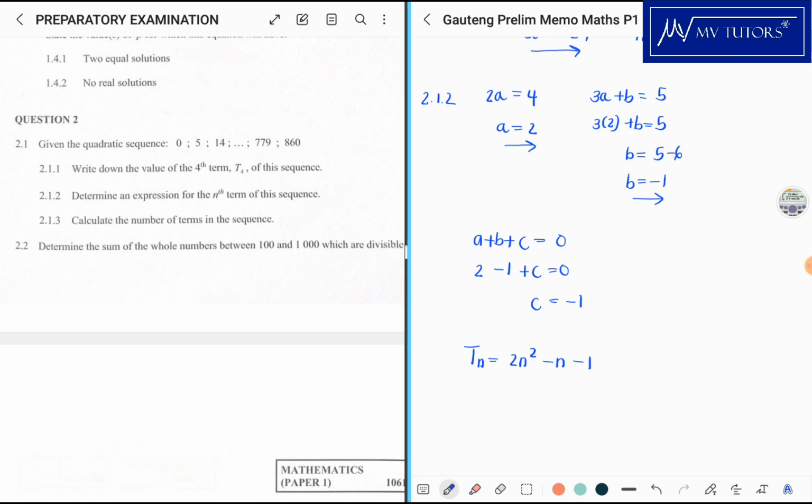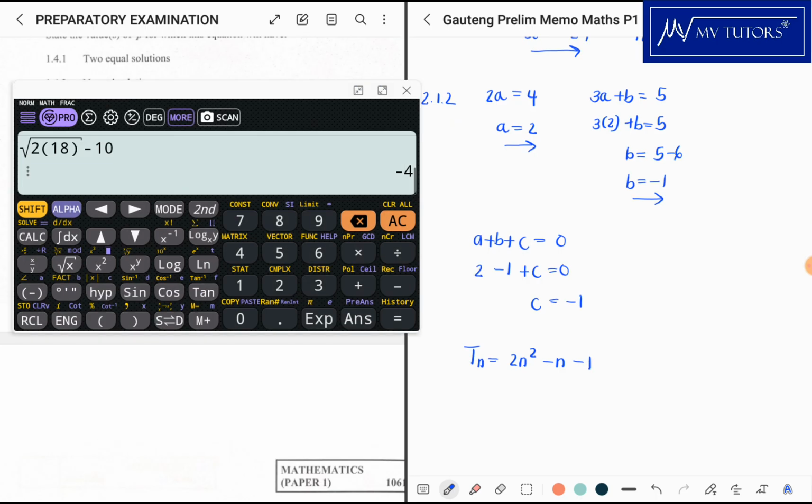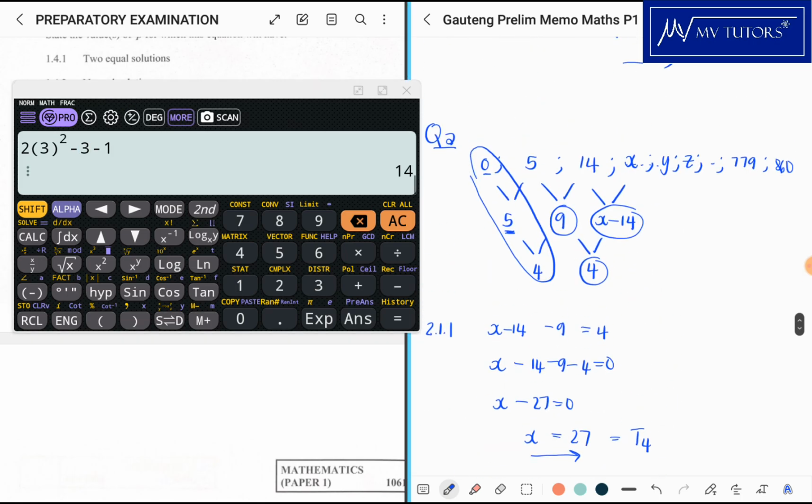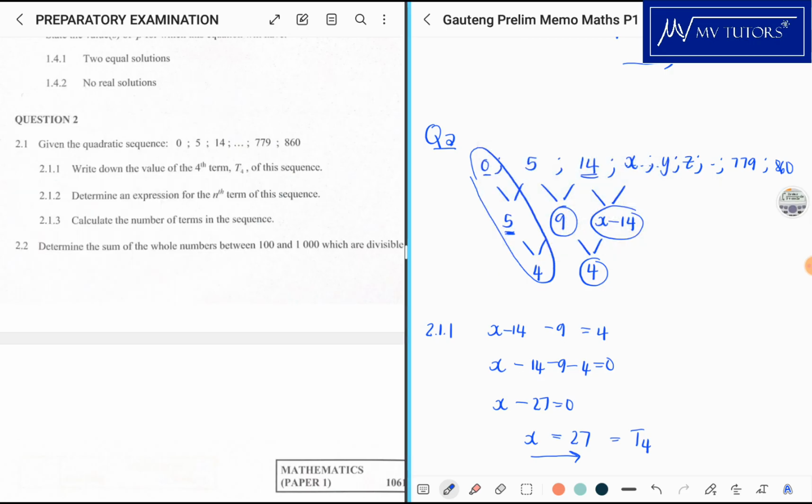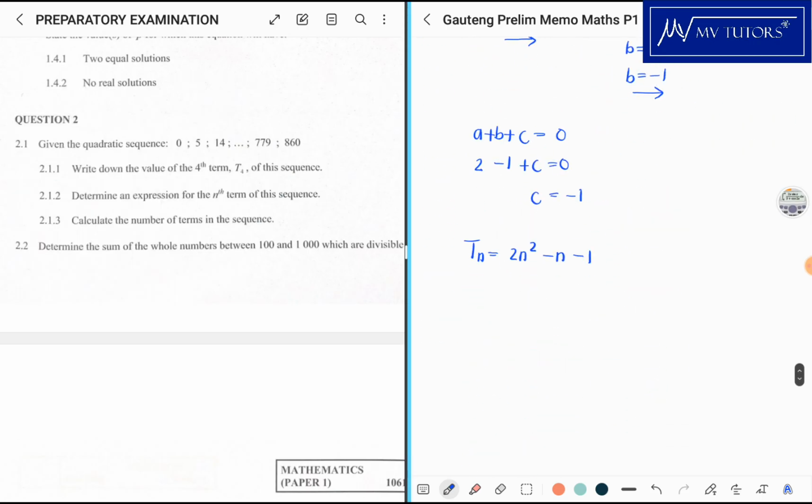And then minus 1. As soon as I get my equation, I like to check it. If I'm looking for the third term, will I get the answer? 18 minus 3 minus 1 is 14. Was the third term 14? Yes. There we go. Let's see the fourth term. Out of interest, what do we get? 27. So we know that that 1 mark that we worked so hard for is actually correct.